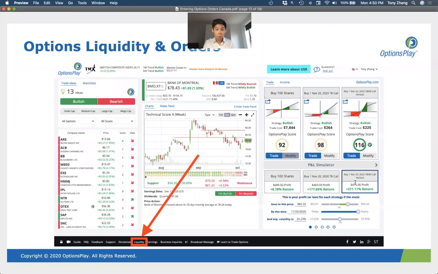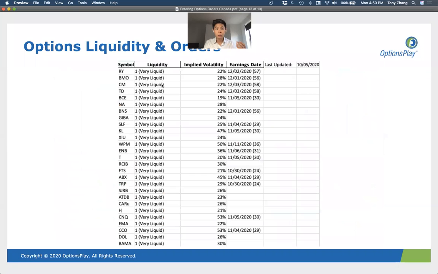So there are a lot of questions around how to determine liquidity. We publish a liquidity list. When you log into your OptionsPlay tool, at the bottom of your screen there's a link called liquidity. What this does is rank all of the individual stocks within the TSX by liquidity. As you go down the list, they get less and less liquid. The ones at the top of the list are the most liquid. I don't think it's a surprise for most investors to see that Royal Bank of Canada, BMO, Canadian Imperial Bank, and TD are the top names in the TSX with the most liquidity.